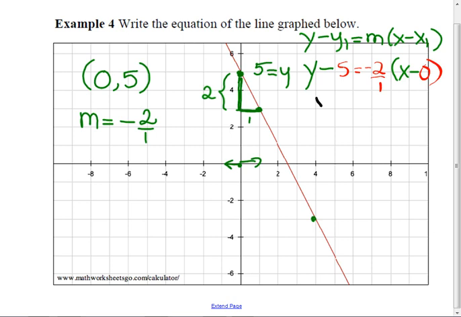You could go y minus 5 equals negative 2x. Could I solve for y? Couldn't I solve for y by adding 5 to both sides? We know how to do that. You guys have passed the test, several tests on that. I know you know how to do that. What's the y-intercept? What's b? Whoops, wrote b. What's b?